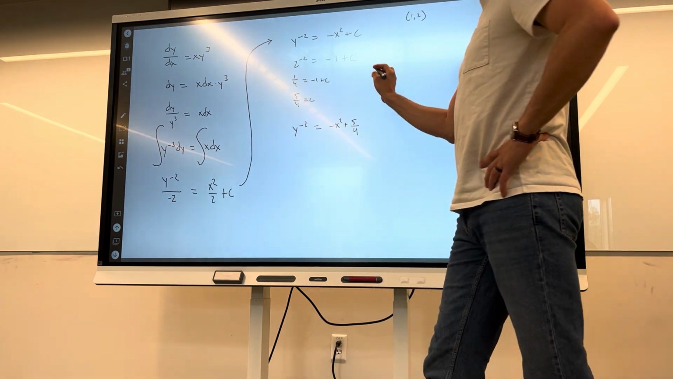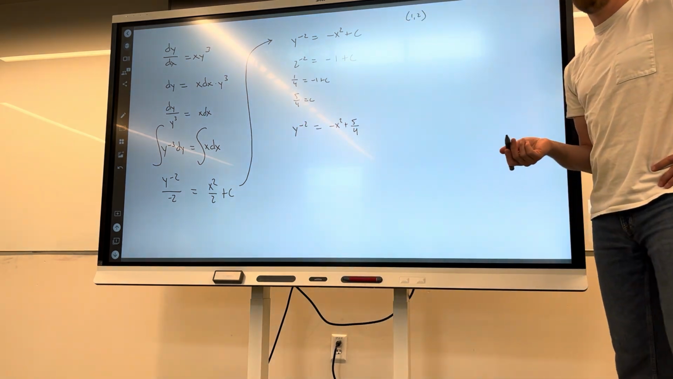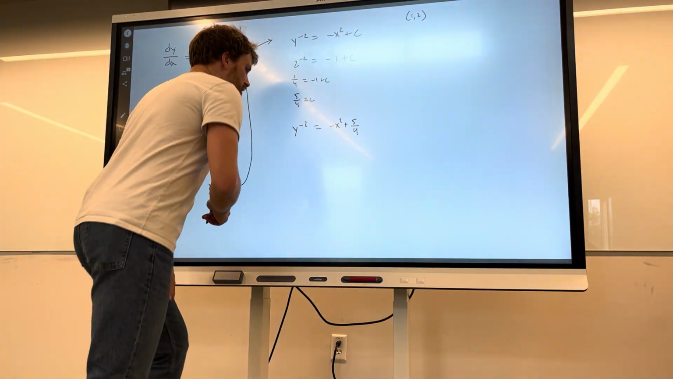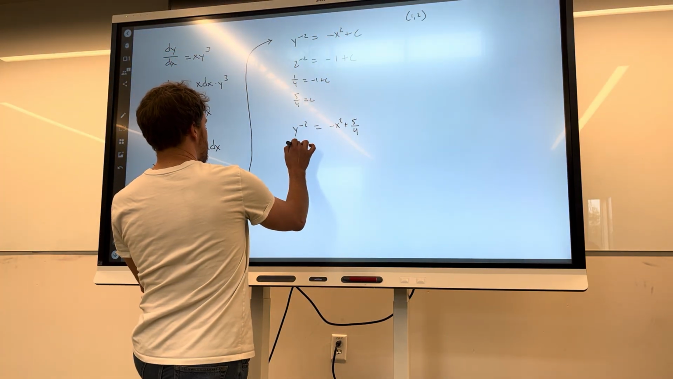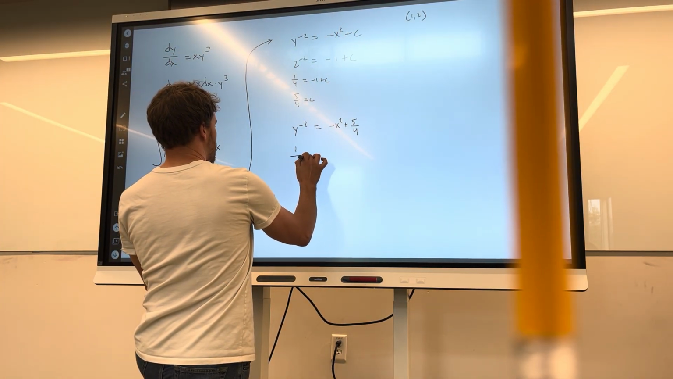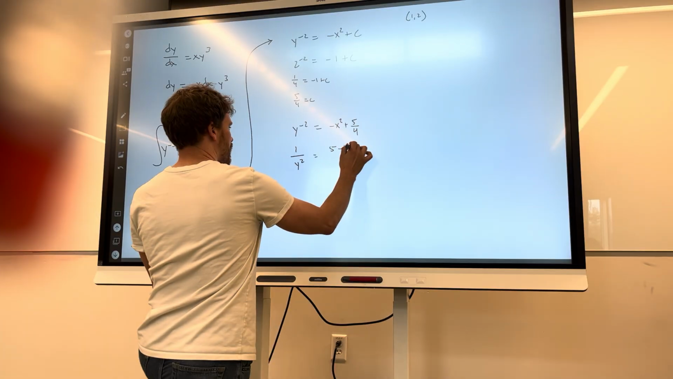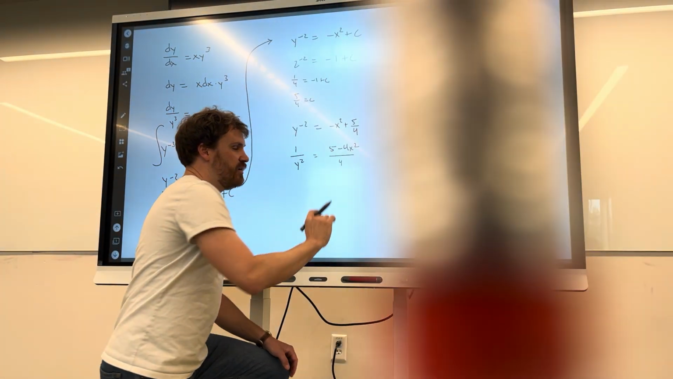Okay, so now I have this equation, but I do need to solve for y. There are different ways to do this, but I'm going to make these into a fraction. So I'm going to write this as 1 over y squared equals 5 minus 4x squared over 4.